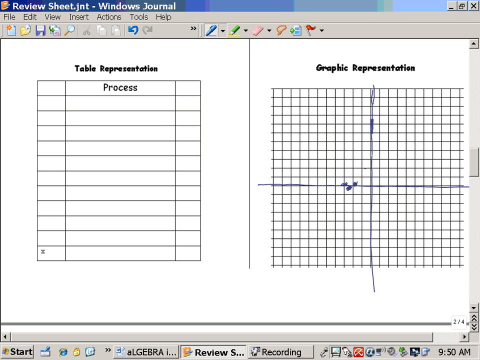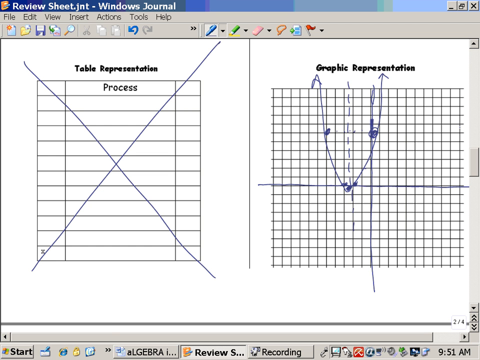So 1, 2, 3, 4, 5, 6. Now I need 5 dots. How am I going to get my 5th dot? Reflect it. So 1, 2 and a half, 1, 2. And I should have put the axis of symmetry right down the middle. And voila, I have a beautiful graph. Now I skipped the table because after I made this review sheet, I changed the test. And you are not required to do any tables unless you want to. So if you want your own table, you can make your own table.